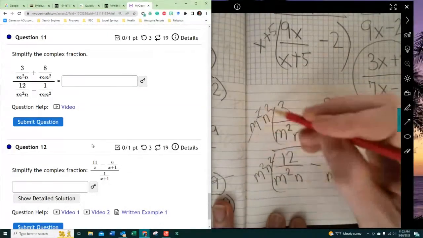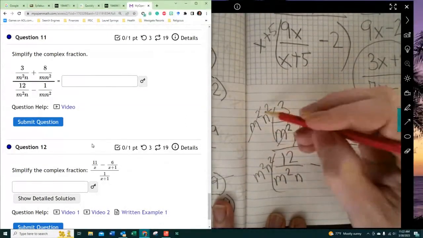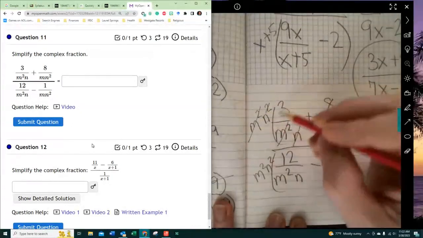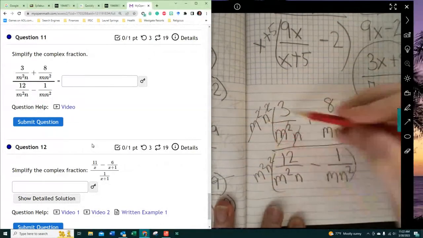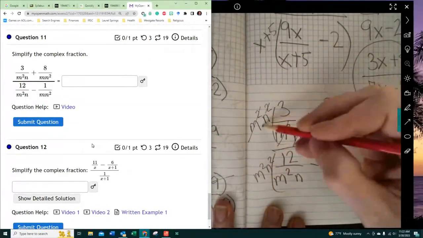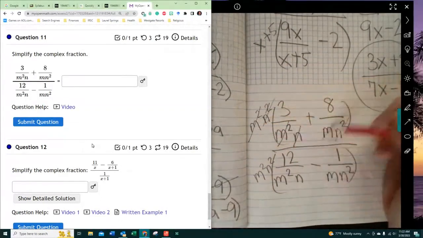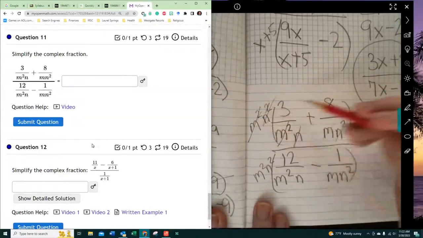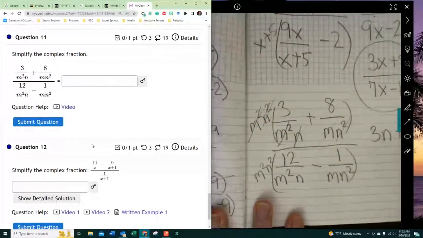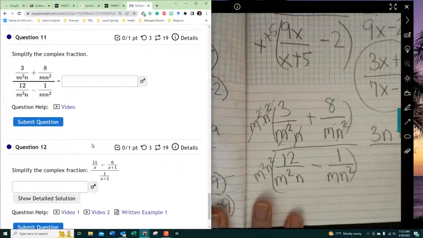And then when I do that, this is going to cancel this out. And then this n will wipe out 1, leaving me with 3n. Then I hit reset and I do that again. This will cancel out all of this, and then one of these will be wiped out, leaving me with an m. So m times 8 is going to give me 8m.